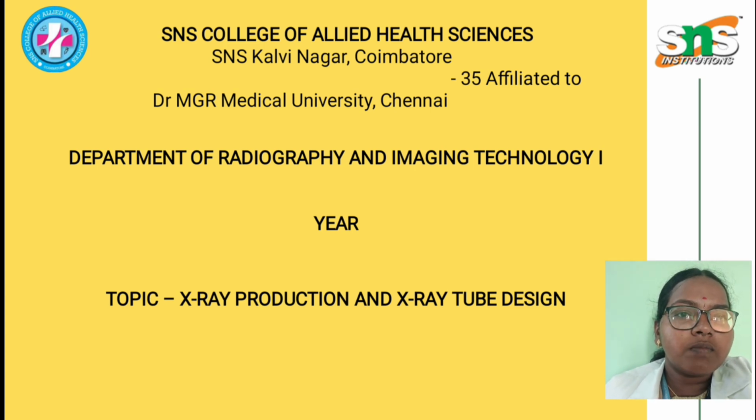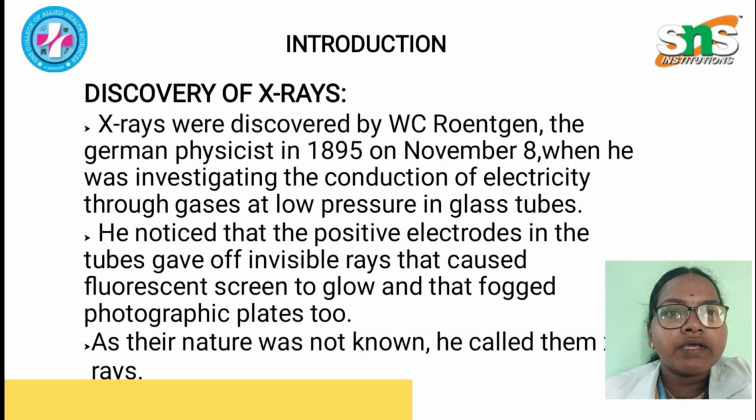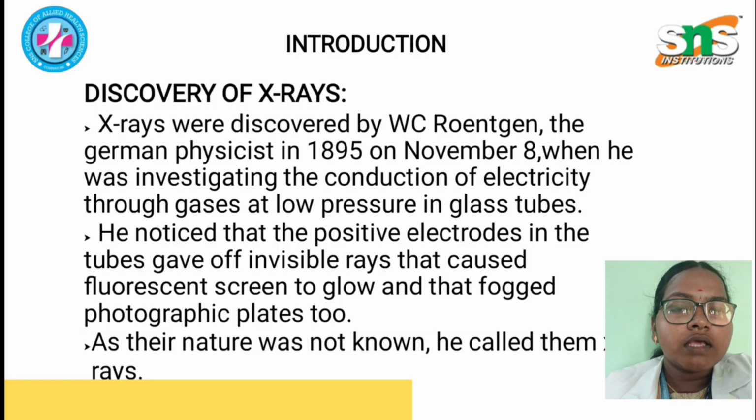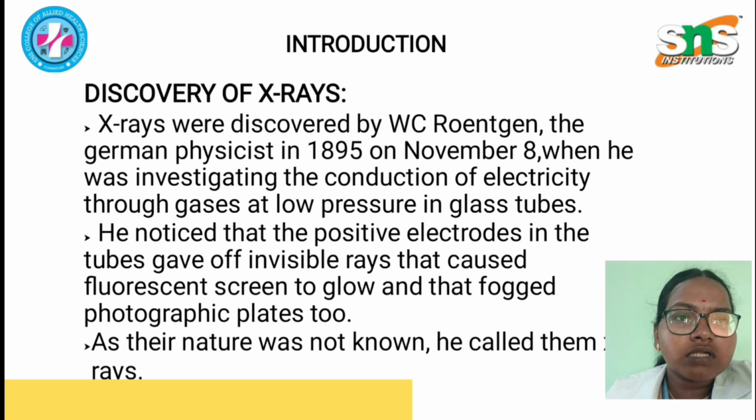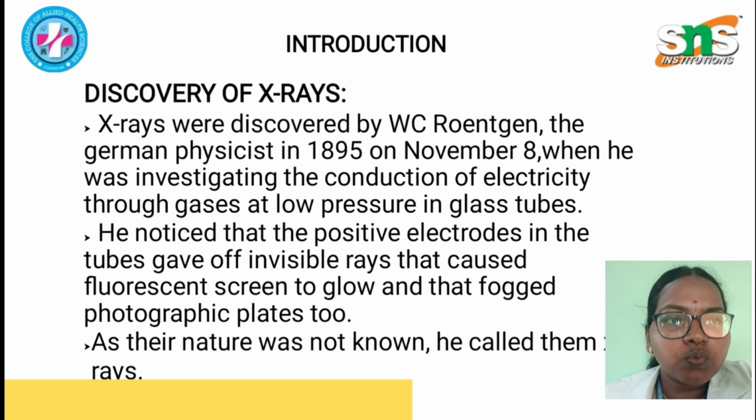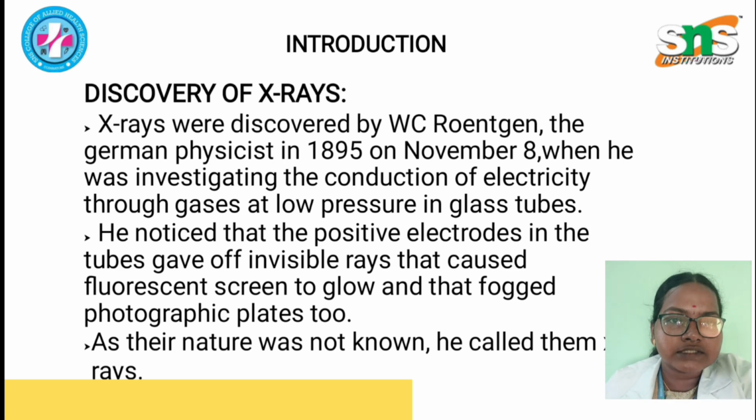Now we are going to discuss X-ray production and X-ray tube design. So here comes the discovery of X-rays. X-rays were discovered by W.C. Rontgen in the year 1895, on November 8th, when he was investigating the conduction of electricity through gases at low pressure in glass tubes, and suddenly he noticed that the positive electrode in the tube gave off some invisible rays. Since the nature of the rays was not known, he named them X-rays.